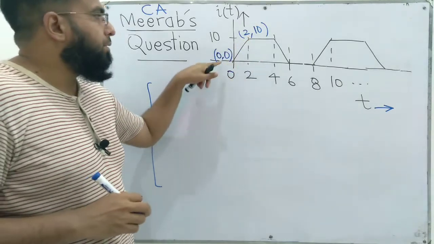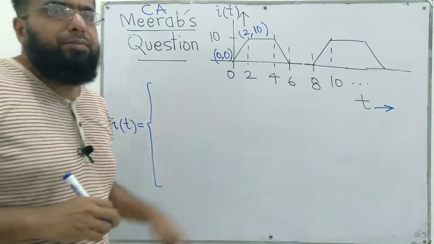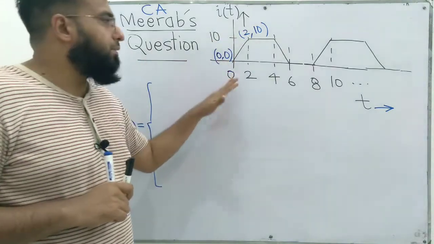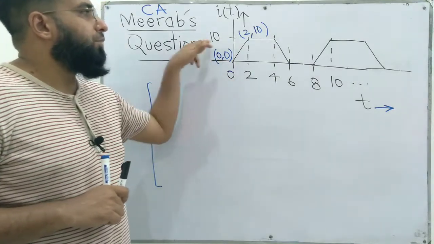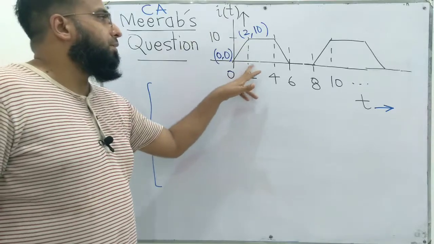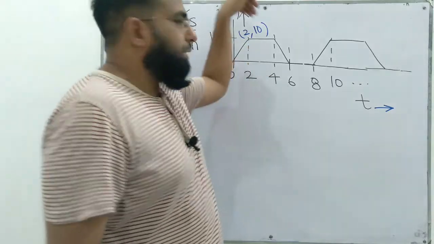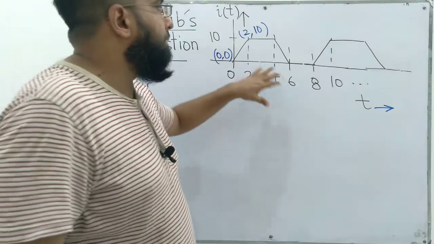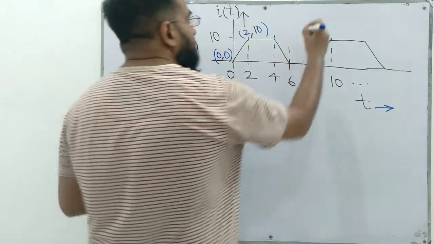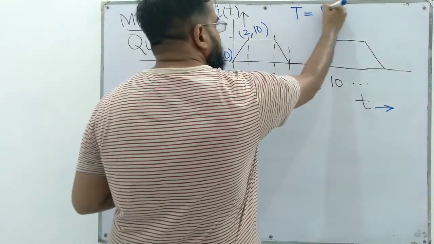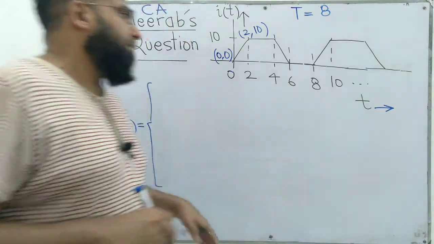It's rising, and it is rising by following a straight line. It's linearly rising between 0 and 2. From 0 to 2 it rises to 10 linearly, then the signal is at 10 from 2 to 4, and then the magnitude decreases once again linearly, and then from 6 to 8 it is 0. So for this wave we know the time period is 8, because after 8 the signal repeats itself.